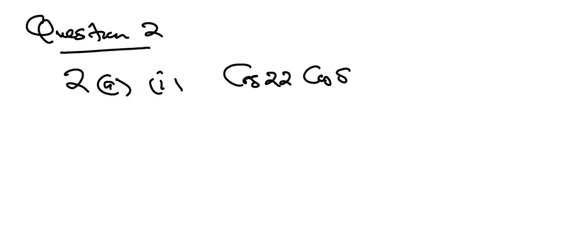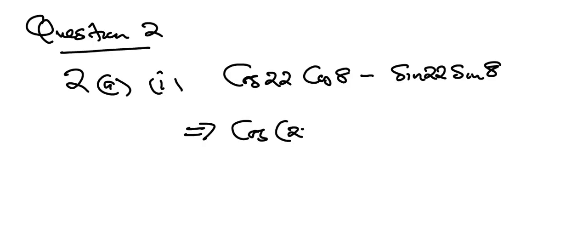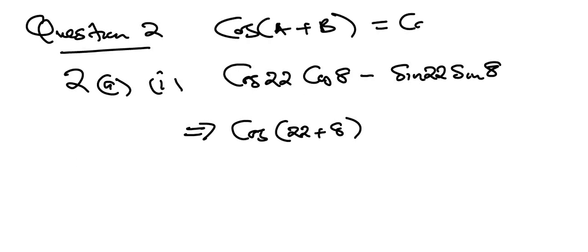Question 2, they're saying use compound angle identities to find the exact value of the first one. So 2a, number 1, this is cos 22 cos 8 minus sine 22 sine 8. So are you okay if we say this was the same as 22 plus 8? We're just trying to backtrack. Remember, cos of A plus B becomes cos A cos B minus sine A sine B, right? That's basically what I've done.